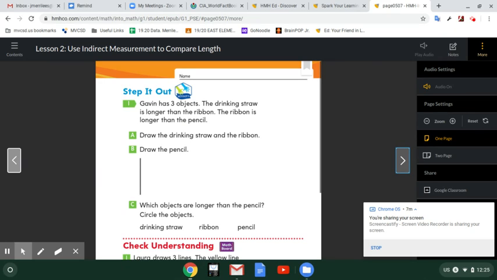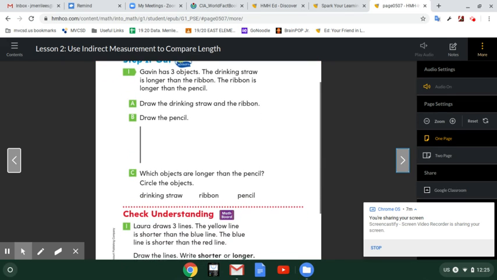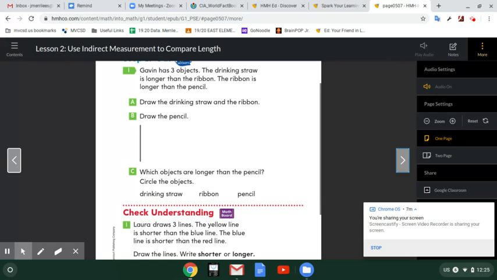Step it out. Gavin has 3 objects. The drinking straw is longer than the ribbon. The ribbon is longer than the pencil. Draw the drinking straw and the ribbon and draw the pencil. Okay, so let's take that one sentence at a time. Gavin has 3 objects. The drinking straw is longer than the ribbon.